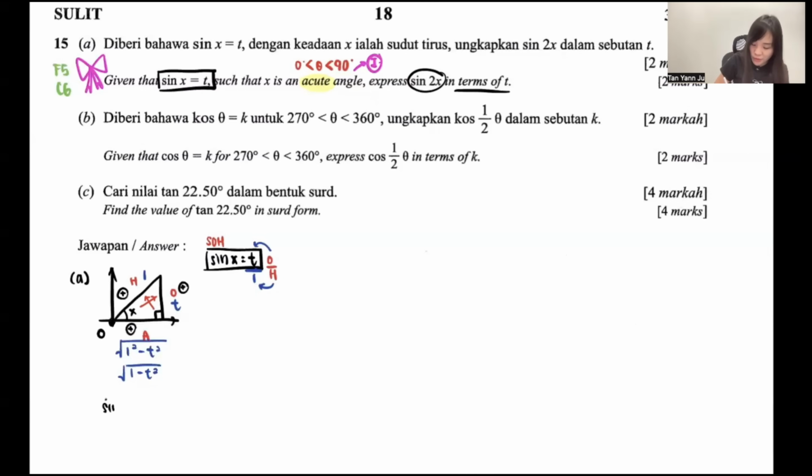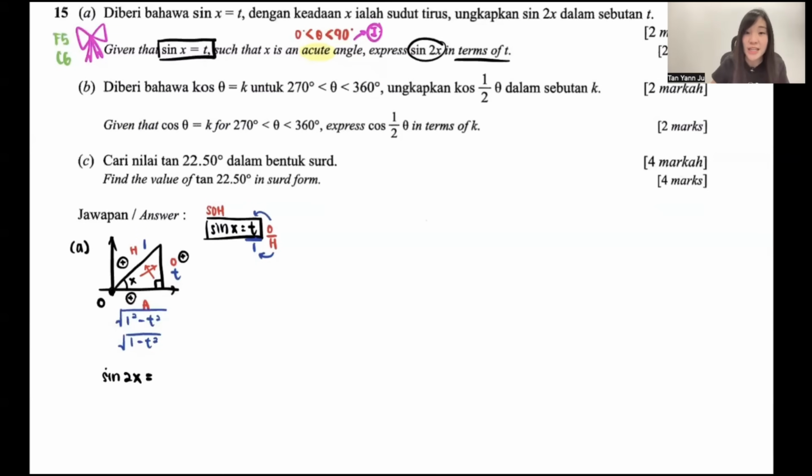So now the question wants me to find sine 2x. If you guys look at the formula sheet that SPM provided, for sine 2x, they do provide you a formula called 2 sine x cos x. That means you just take 2 times sine x times cos x. So sine x is what? The question already provided t. How about cos x? Cos x, I know they didn't provide, but based on what you learned, cos is under SOHCAHTOA, isn't it? That means adjacent over hypotenuse.